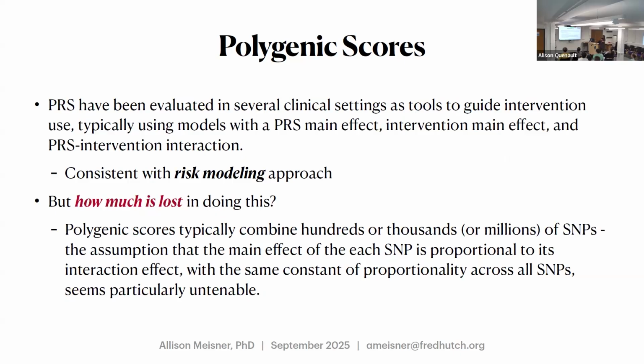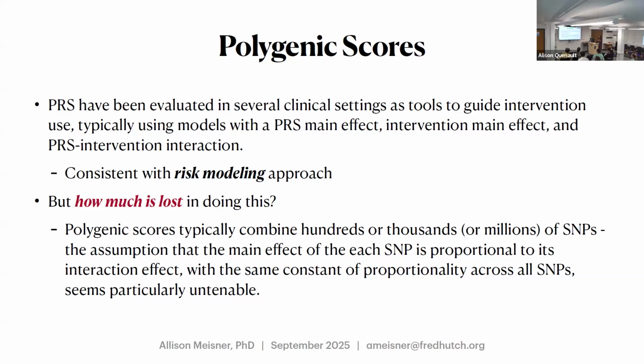PRS have been evaluated in several clinical settings as tools to guide intervention use. So this is the risk modeling approach that I talked about earlier, where people just take a PRS, include its main effect, include the treatment main effect, and then the interaction between the two. But there's a question of how much is lost by doing a risk modeling approach versus an effect modeling approach in the context of polygenic scores.